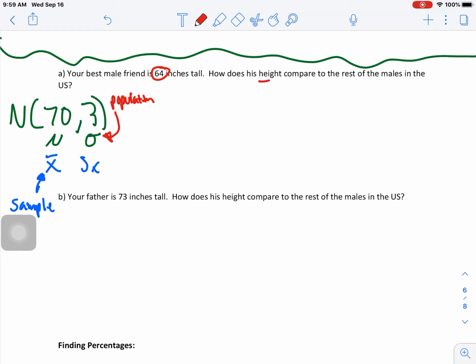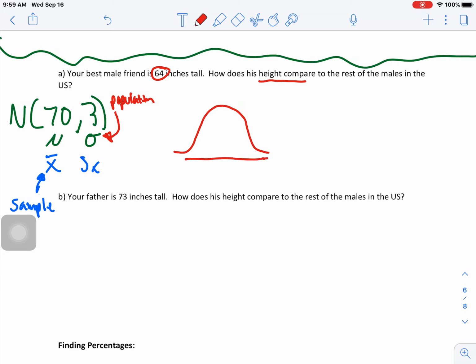But now when it says how does that height compare to the rest of the population, well, it's pretty low. But statistically here, we actually want to give a percent to that. So what we're going to do when we're solving these normal model problems is first start off by drawing a rough sketch.